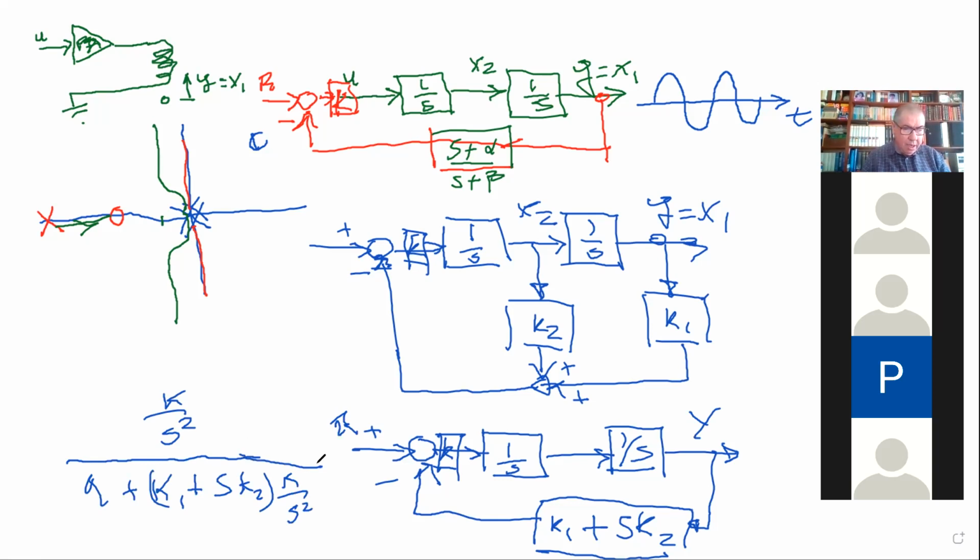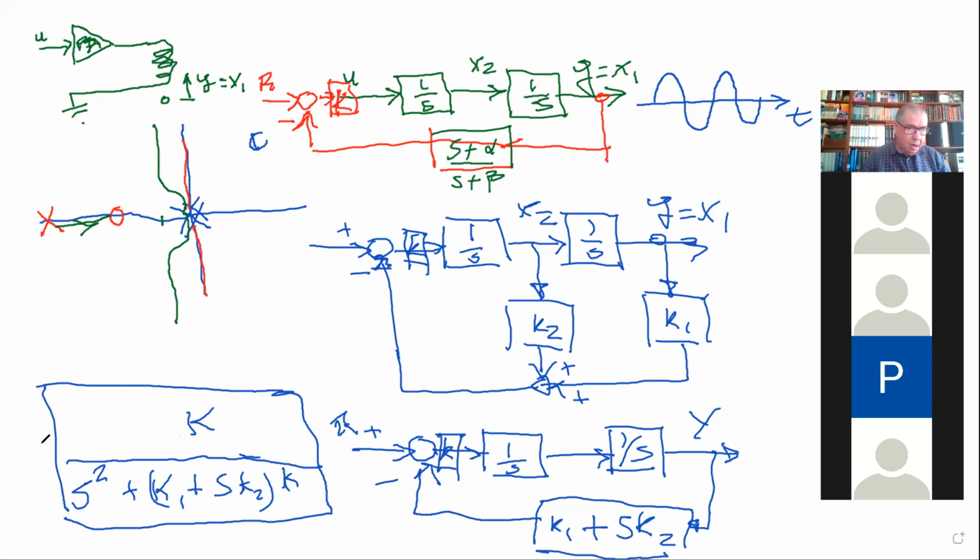Am I right? Okay. So you can multiply everything by S squared, and you get K over S squared plus K2 K S plus K1 K. Okay. So this is the transfer function, the equivalent between R and Y.